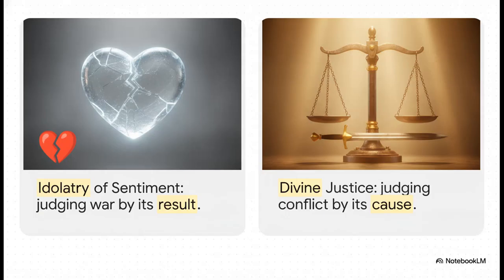The framework argues that modern critics often fall into what it calls the idolatry of sentiment. This happens when people judge the legitimacy of a war based primarily on the result, the pain, the suffering, and the death involved. But the document contrasts this with divine justice, which insists that conflicts must be judged by their cause, specifically the justice of the defense. While the text acknowledges that compassion for suffering is totally natural, it asserts that making human empathy the supreme moral judge ignores the harsh biblical reality that force is sometimes required to constrain a fallen world.